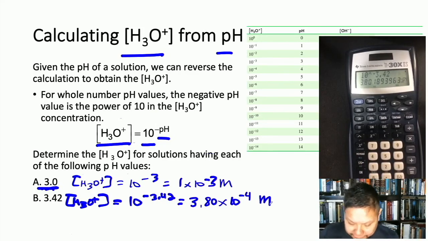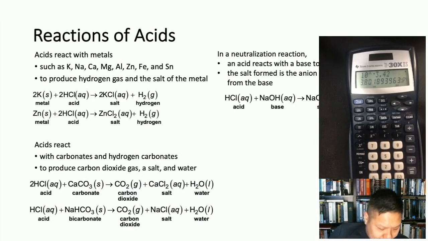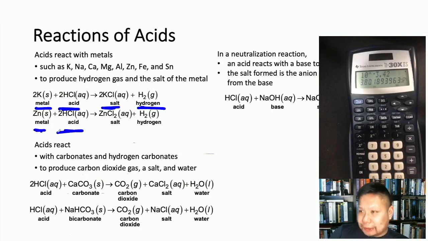So now that we've done all those calculations with acids and their pHs and such, let's talk about some reactions with acids. Acids can react with metals such as potassium, sodium, calcium, magnesium, aluminum, zinc, iron, and tin. And when they do, they'll produce hydrogen gas and a salt of the metal that it reacted with. For example, when potassium reacts with hydrochloric acid, you get potassium chloride and hydrogen gas. Or when zinc reacts with hydrochloric acid, you get zinc chloride and hydrogen gas.